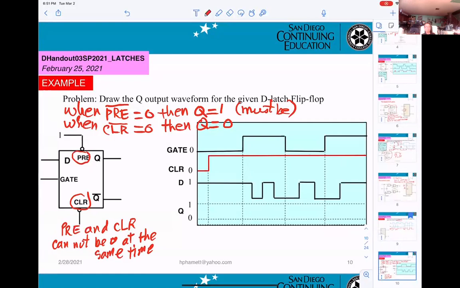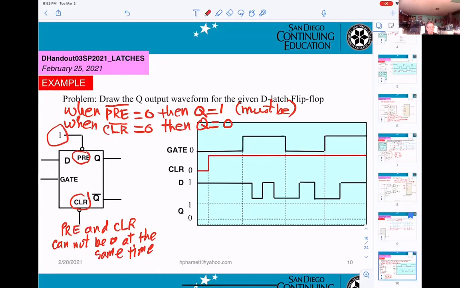So now I want to see how we can draw this one. First thing, when you draw it, you must look at the preset and clear to see how they are connected. First, I'm looking at the preset here. They connect to one. What does that mean? It means they are connected to 5 volt. You didn't see a waveform for the preset, because it is already tied to 5 volt.